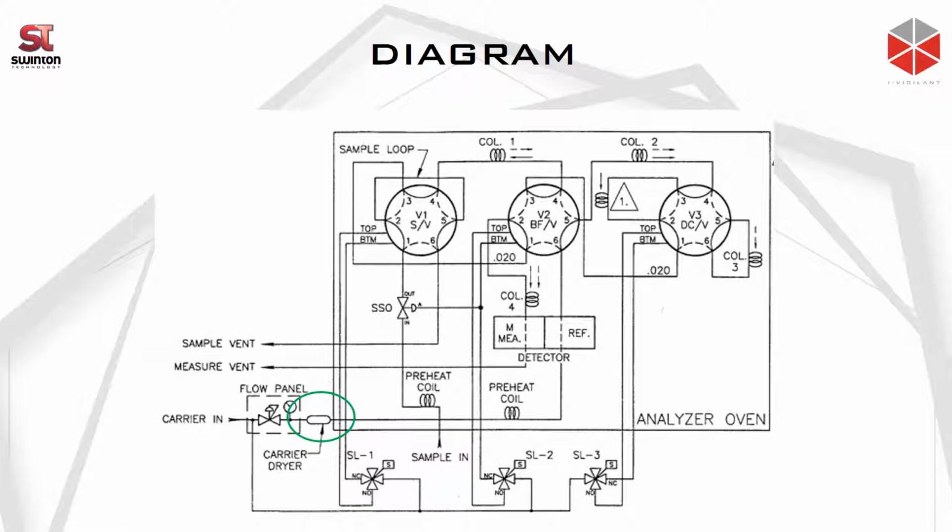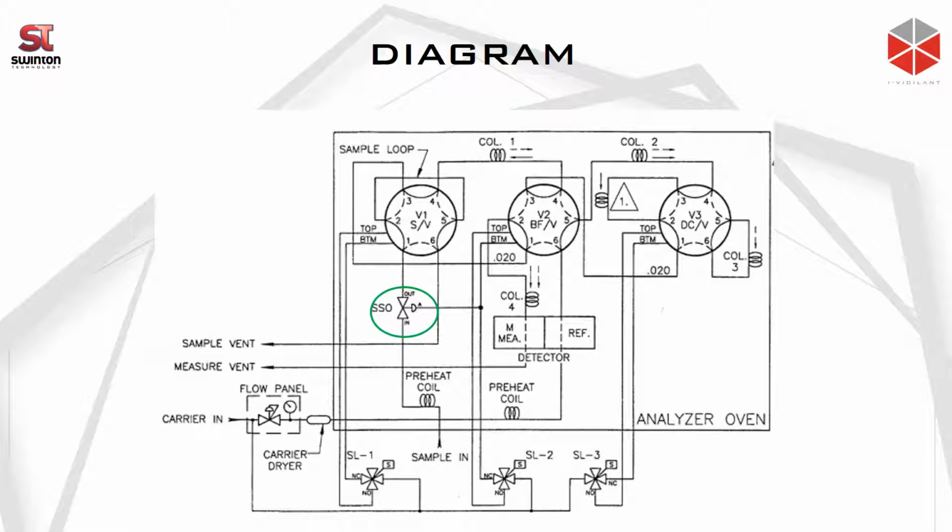The next one that we have is the carrier dryer, and this is used to dry the helium before it goes into the GC. In the UK, we don't normally have this, but in many different places we do have the carrier gas dryer, just to ensure that no moisture will get into the column, because the column doesn't like moisture, and moisture contamination can damage the column. Therefore, that's why we have this carrier gas dryer.